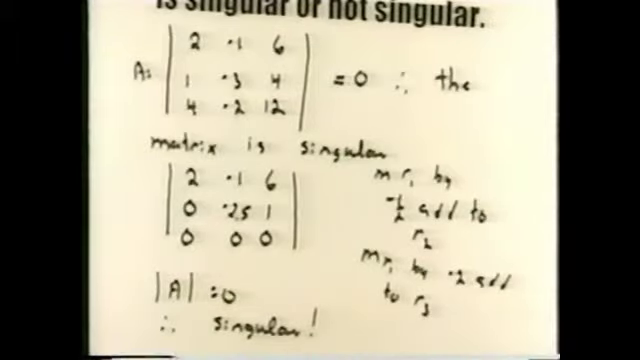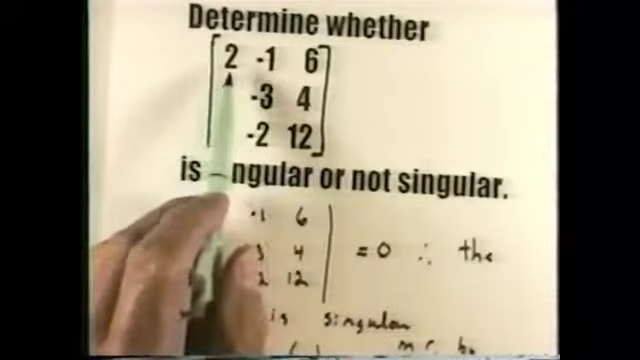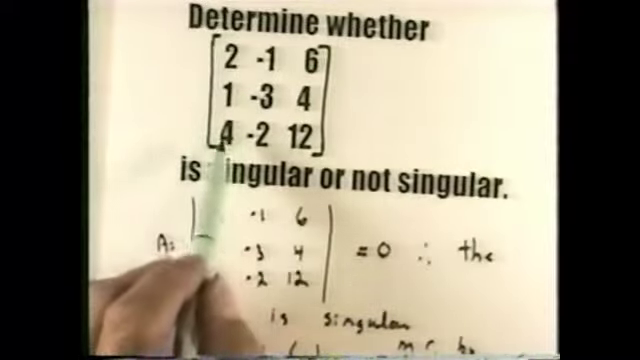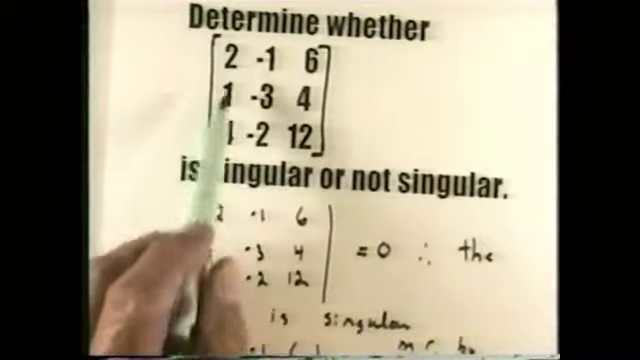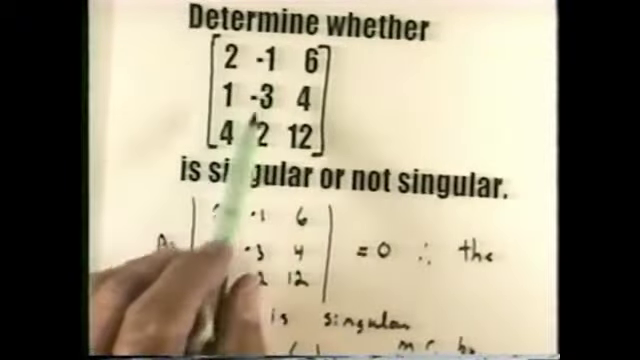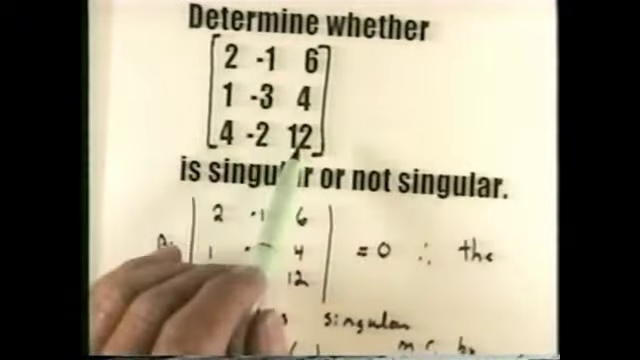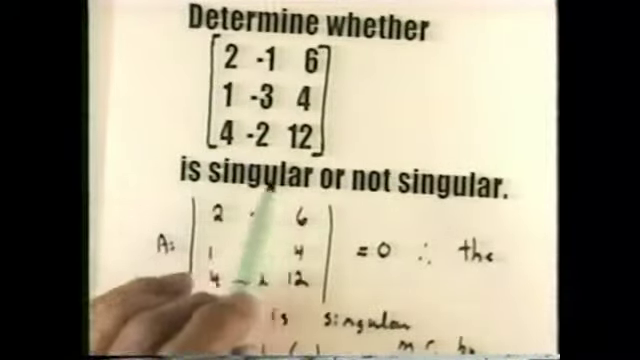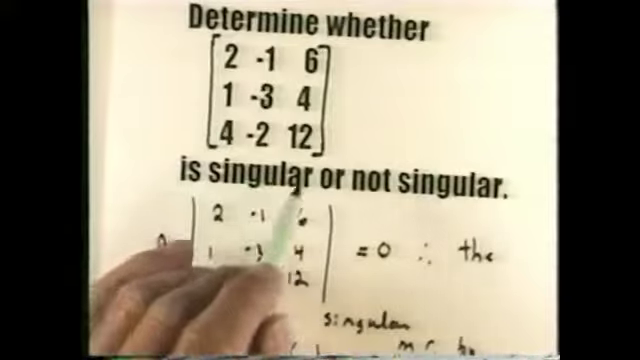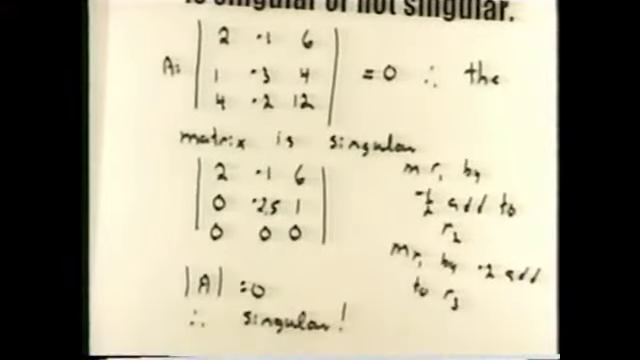Now really, we shouldn't have had to do all that work. We should go right back up here and note that row 3 is a multiple of row 1. 2 times 2 is 4. 2 times -1 is -2. 2 times 6 is 12. So if one row is a multiple of another row, we know that the determinant is 0 right up front. So we would have saved ourselves some work had we noticed that.